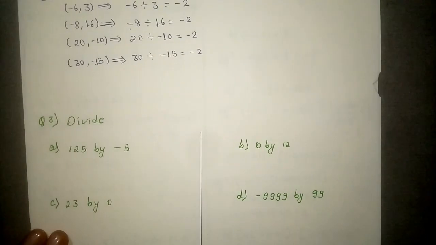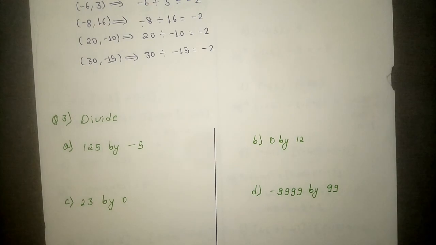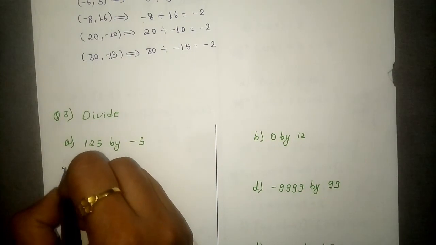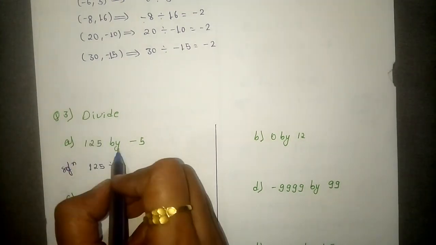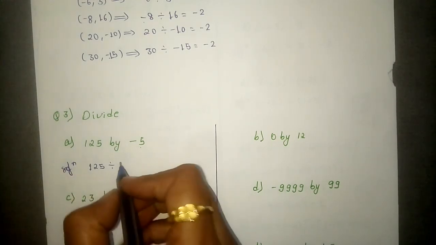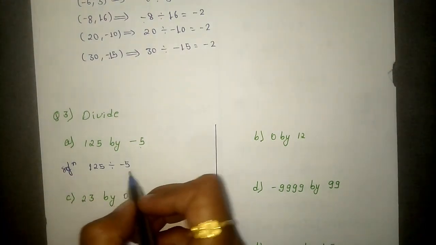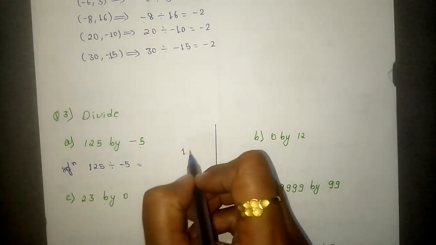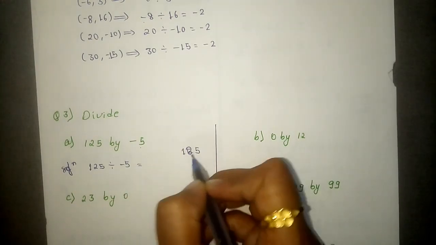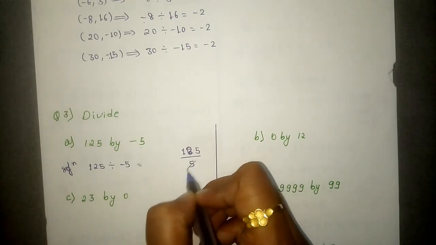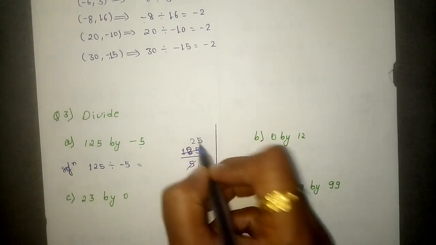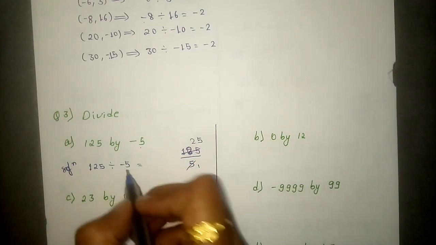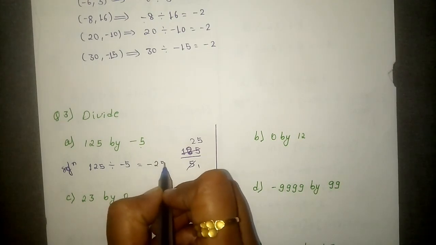Then the next question. It is given: divide. So simply we know how to divide. We have done it in earlier classes also. Here it is given, divide 125 by minus 5. So here we will write 125 divided by minus 5. I told you that you can do the cancellation also, that is 125 divided by 5. 5 into 1, 5 into 2 is 10. Then what is left here? 2. So 5 into 5 is 25. And here the sign is minus, so we will get the result as minus 25.